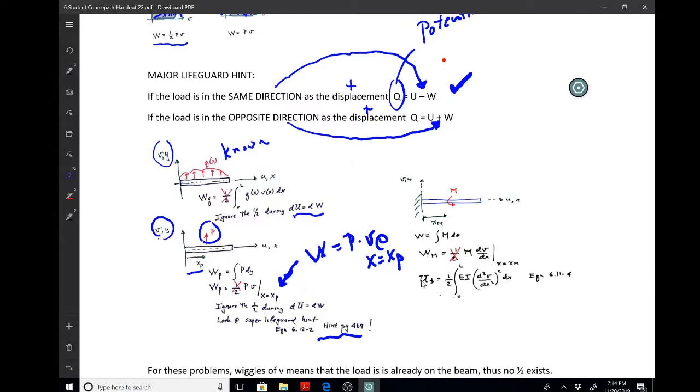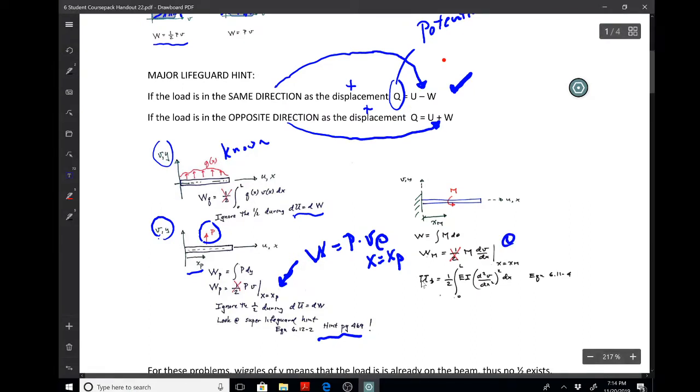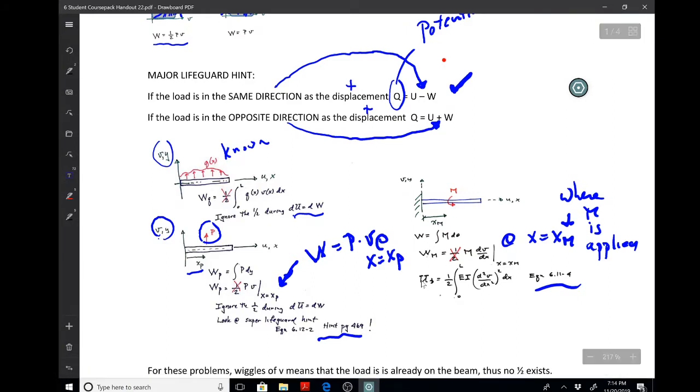6.12-2. And then the third case is that of a concentrated moment. The work is moment times theta. If there were something like a distributed moment, we would integrate. But here we have a discrete concentrated moment. And again, this is at x equals xm, where the moment is applied. And once again, we have an equation for that, 6.11-4.